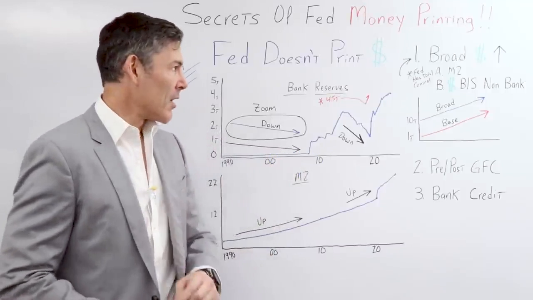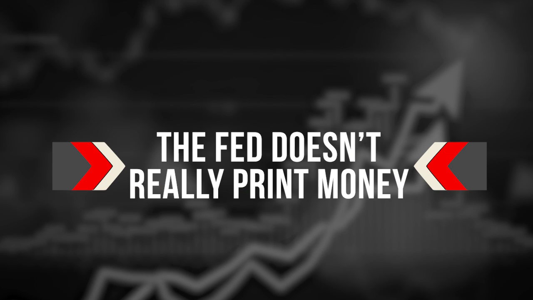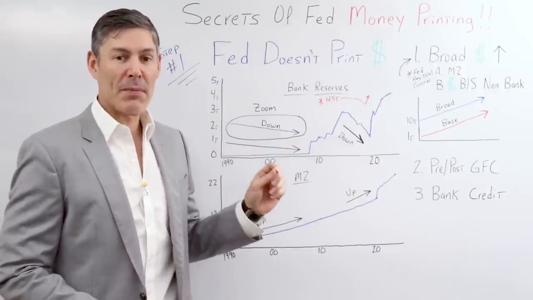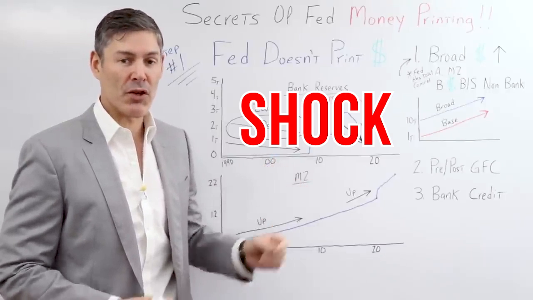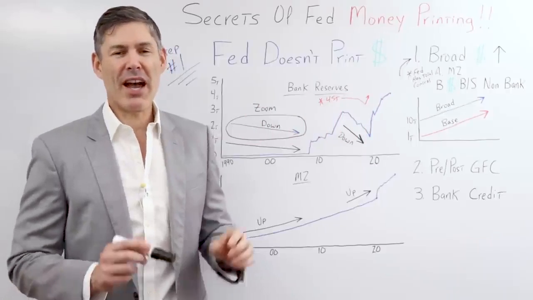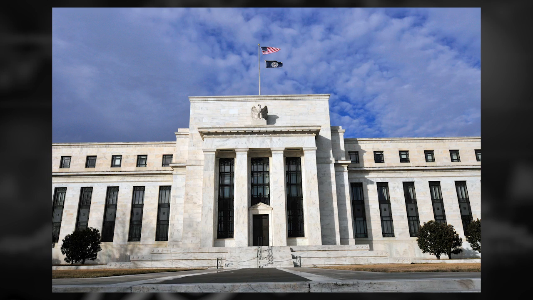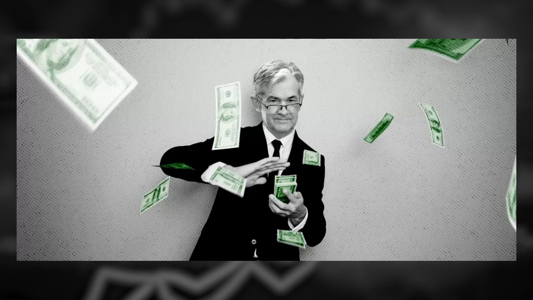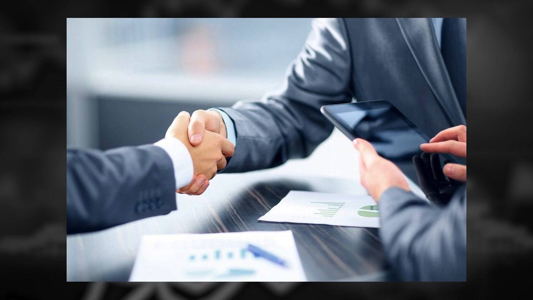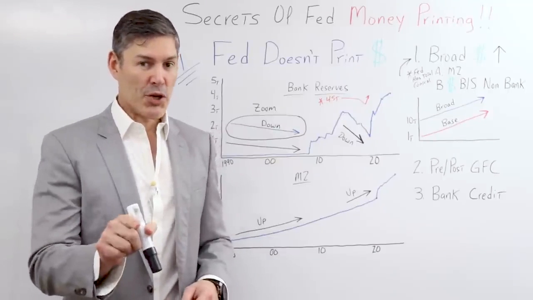Step number 1, let's go over the fact that the Fed doesn't really print money. And I know this may come as a shock to a few of you, and to others, you'll say, yeah, George, I get it. The Fed needs the government to spend money. They monetize the debt, or the banks need to lend. I've heard this all before, but don't you worry.